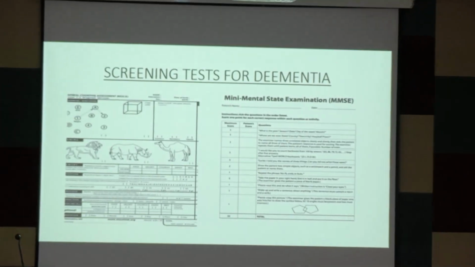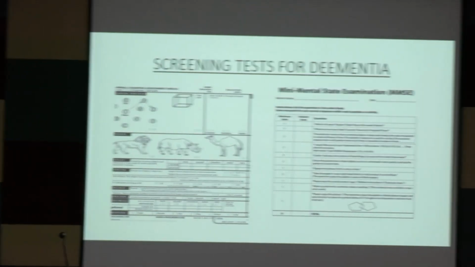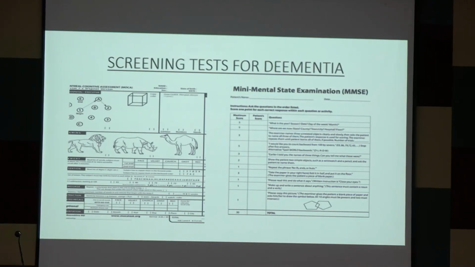Okay, this is MoCA, Montreal Cognitive Assessment Scale, and MMSE. So these are not diagnostic, but we often use for screening. Okay, there are 30, total is 30. If it is less than 24, then obviously we should go for detailed investigation like neuroimaging.